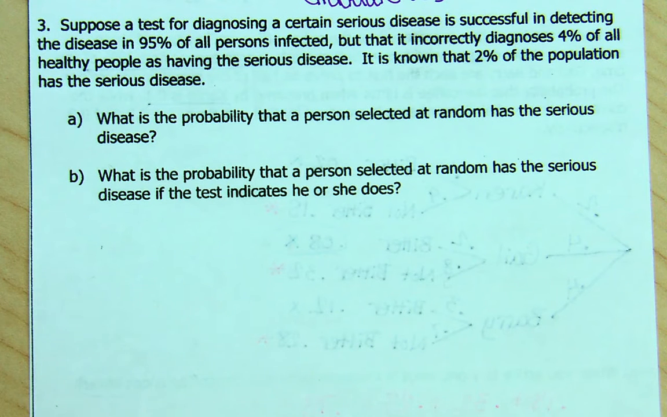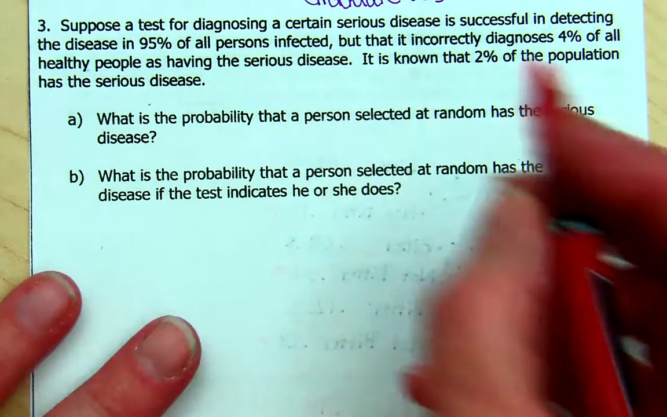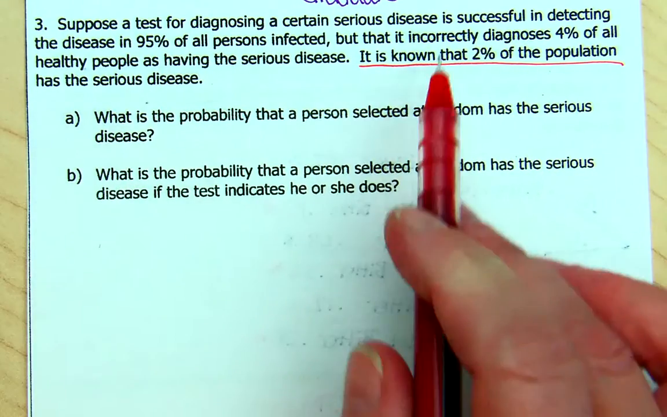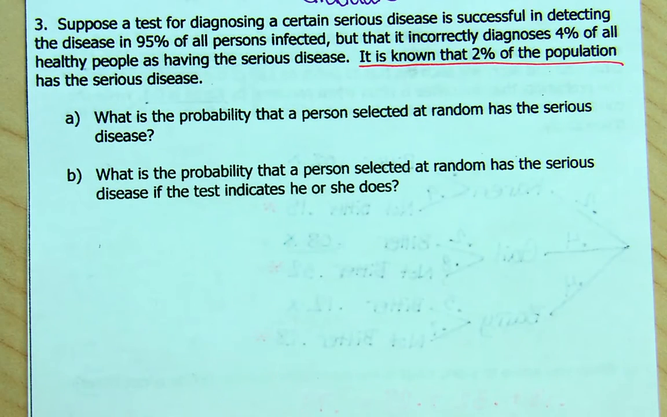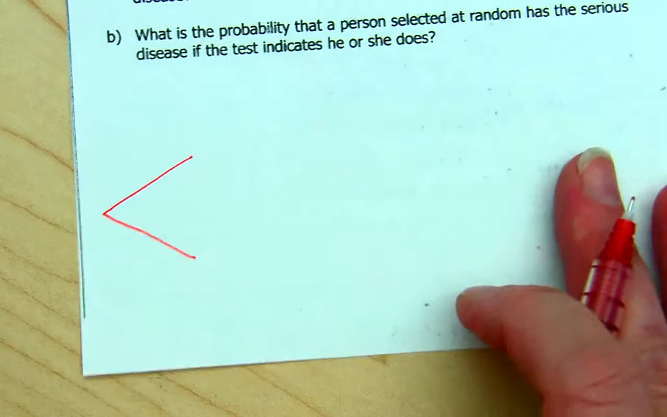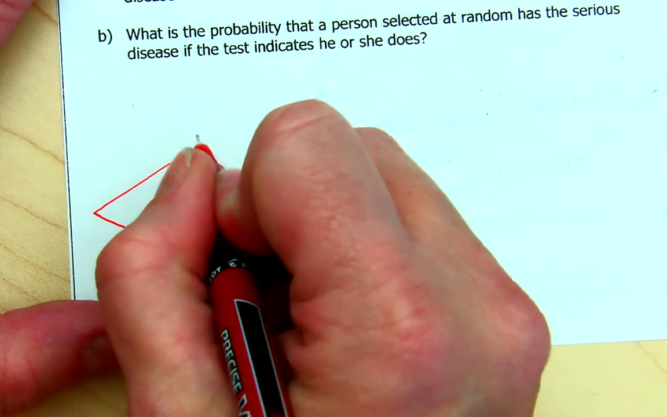So we need to set up a tree diagram to look at this information. So this is what is known. It is known that 2% has the disease. That's where we're going to start. This is what we know for sure is true. So that's where we begin this process. So we're going to look at, for the population, they either have the disease or they don't have the disease. So that's going to be our first division.